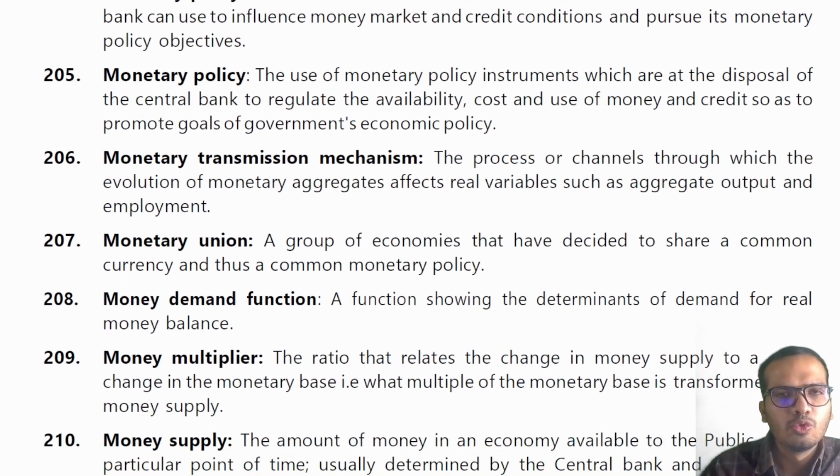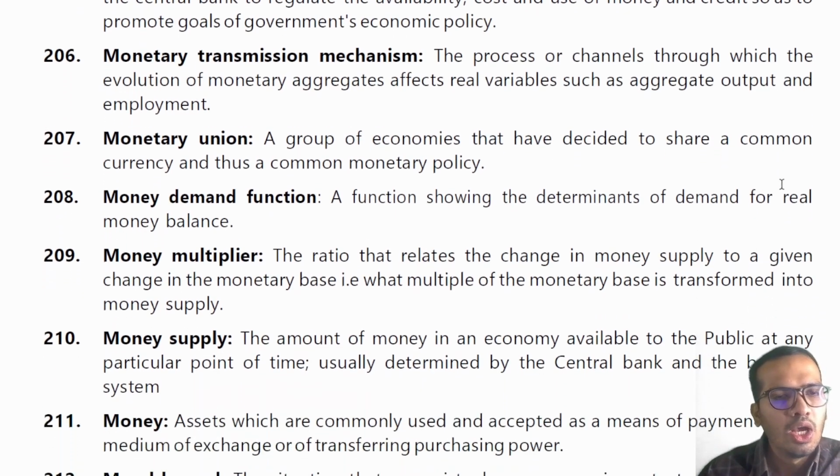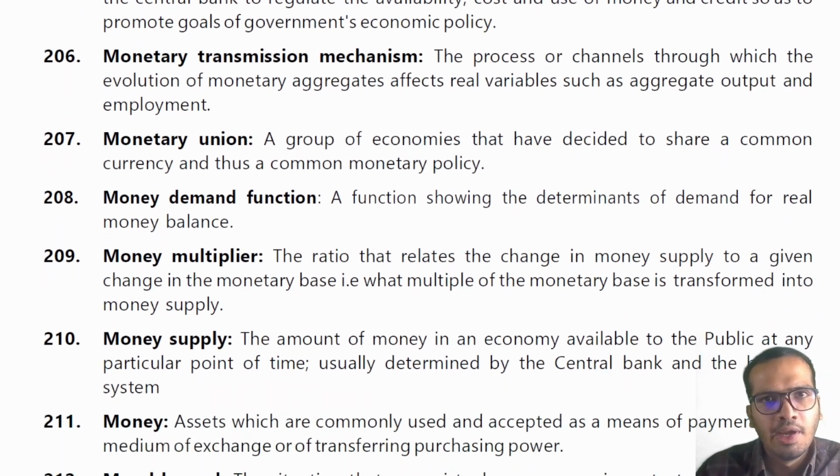Then we have number 205, monetary policy. So the use of monetary policy instruments which are at the disposal of the central bank to regulate the availability, cost and use of money and credit so as to promote goals of government's economic policy. Then we have number 206, monetary transmission mechanism. So the process or channels through which the evolution of monetary aggregates affects real variables such as aggregate output and employment.